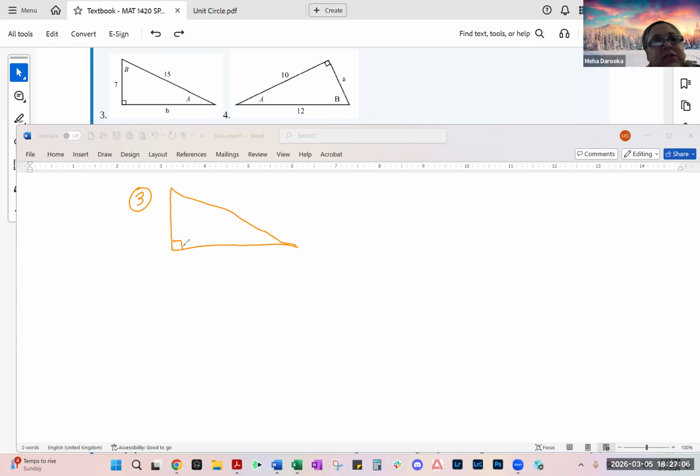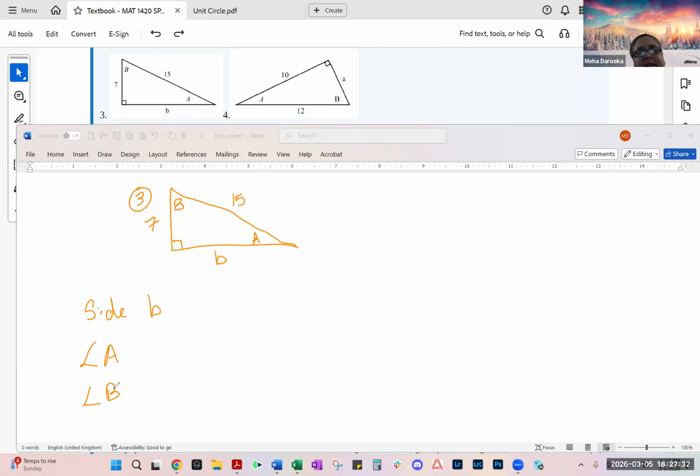All right, so this is, of course, our 90-degree angle. This is angle B, angle A. We're given 7, the side B, and the hypotenuse is 15. So we are basically trying to find the missing side. We have to find angle A, and we have to find angle B.